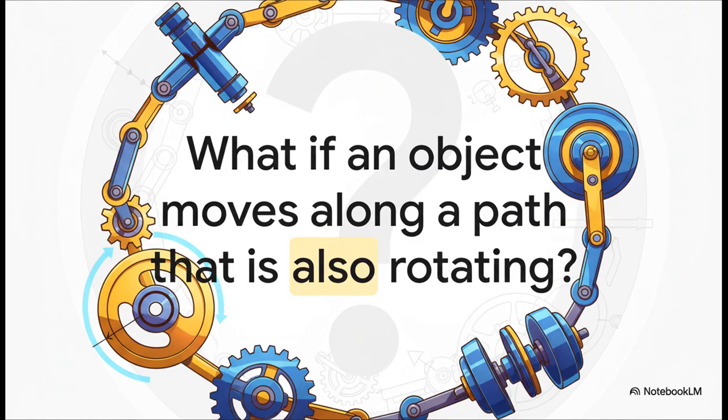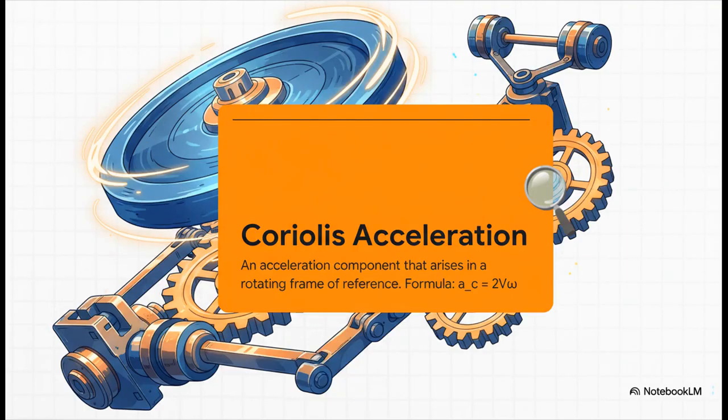You're moving straight, but your whole path is rotating underneath you. This creates a sideways push, and that effect is Coriolis acceleration. It feels like this phantom force that comes out of nowhere, pushing you sideways. But it's totally real. It exists purely because your frame of reference, the merry-go-round itself, is spinning.